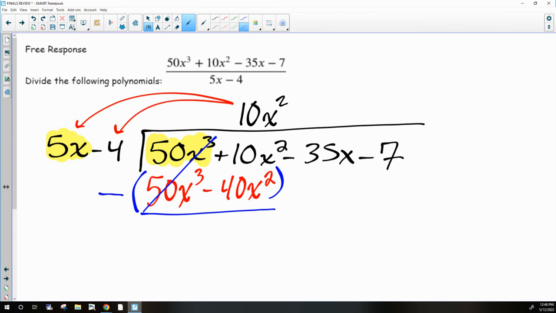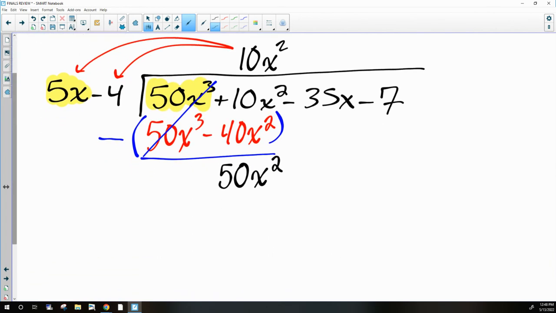Okay, so now here's where the mistake is made. Most people like to do 10 minus 40. No. It's 10 minus negative 40. This is 10 minus negative 40. You should get 50x squared. 10 minus negative 40 is the same as 10 plus 40. People forget about this negative and just do 10 minus 40. You have to do 10 minus the negative 40.